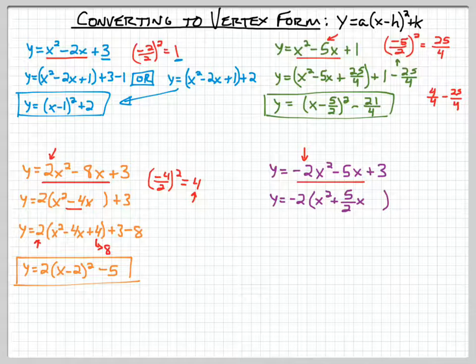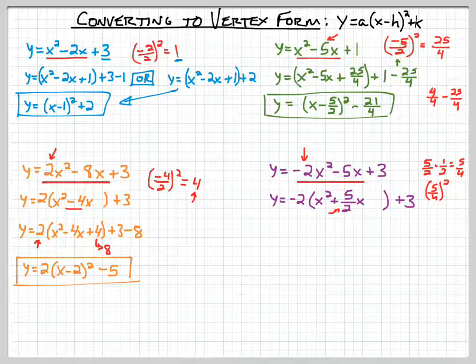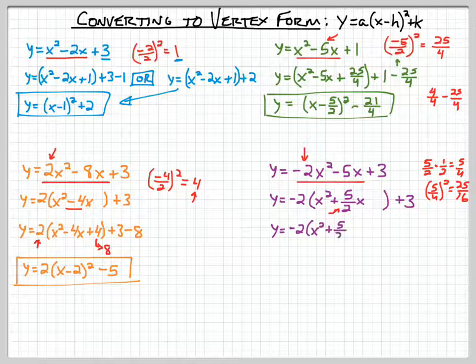All right, so we can do a quick check there. And then we, of course, have plus 3 on the outside. All right, so now, how do we cut this 5 over 2 in half? Well, that's the same as multiplying it by 1/2. Dividing by 2 is the same as multiplying by 1/2. So we get 5 over 4. So we're going to take 5 over 4 squared, and that's 25 over 16, and that's going to go inside our parentheses. So we put that inside there.